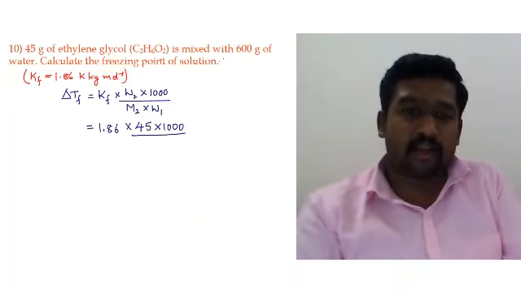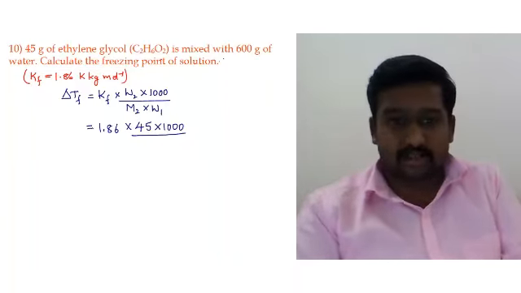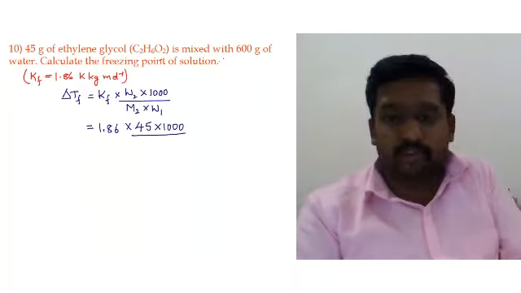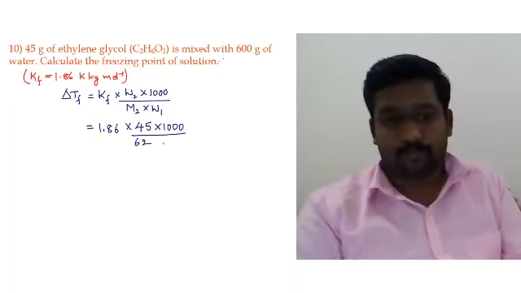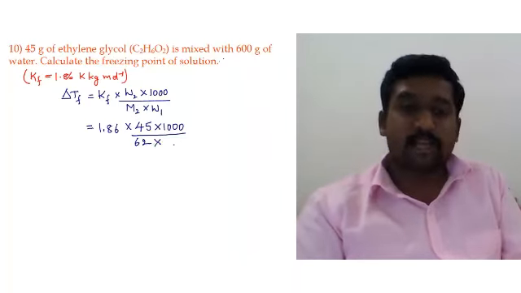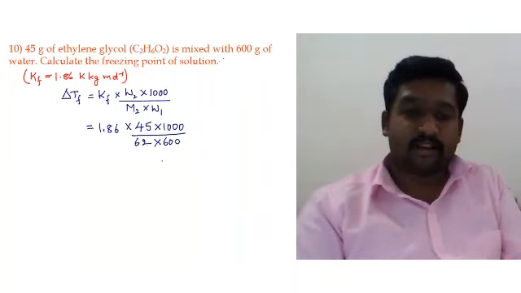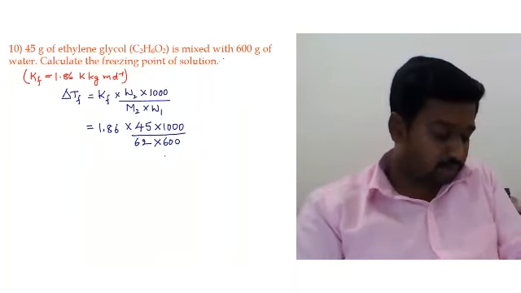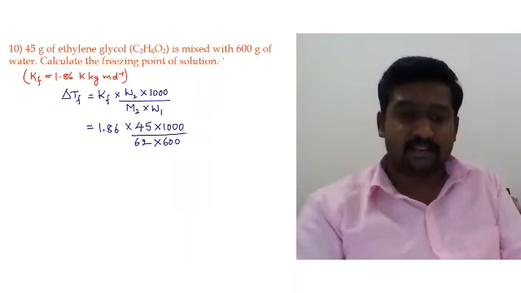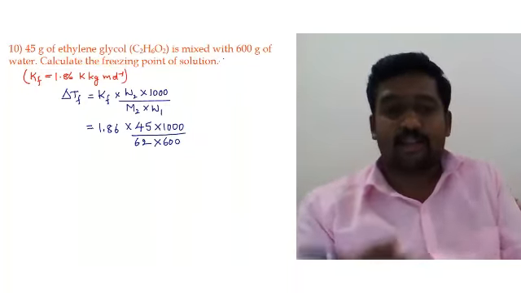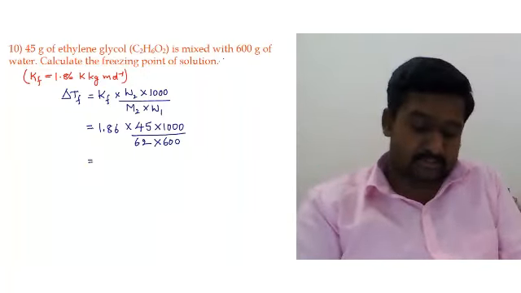It's from the formula clear that C2 is 24, H6 is 6, O2 is 32. Add everything, you will get the molecular mass as 62, into mass of the solvent, which is 600 gram. Therefore, the ratio is reduced. You can cancel these things. As I say, usually use your mathematical intelligence. You'll get the answer as quickly as possible.